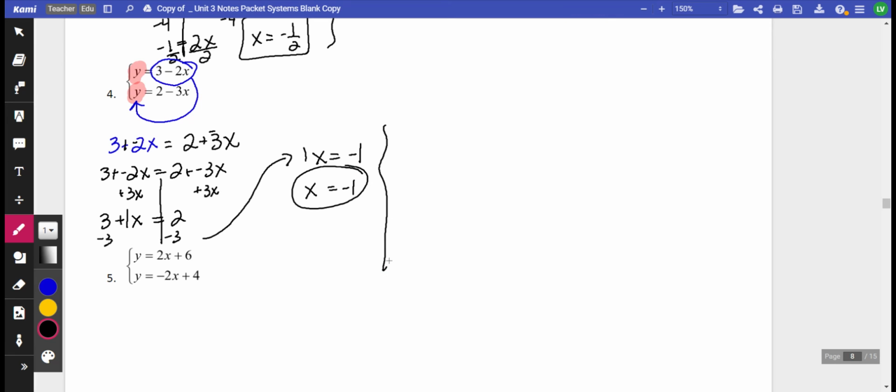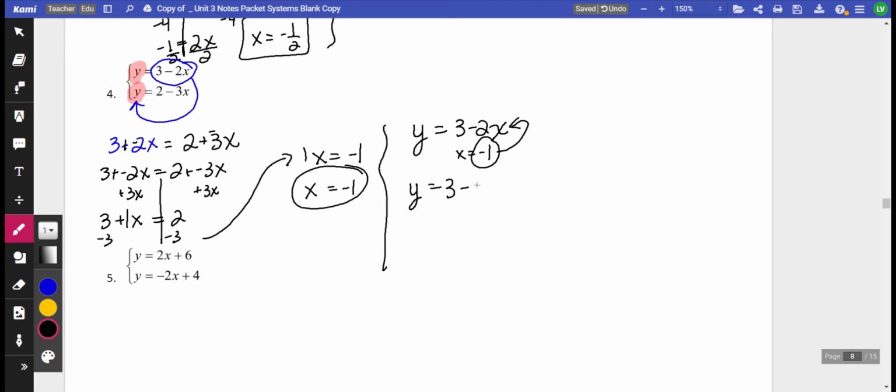Now I need to solve for my y. Again, it doesn't matter which equation you use. I'll just use the first one. Y equals 3 minus 2x. I know that x equals negative 1. So I'm going to take this negative 1 and plug it in there for that x.